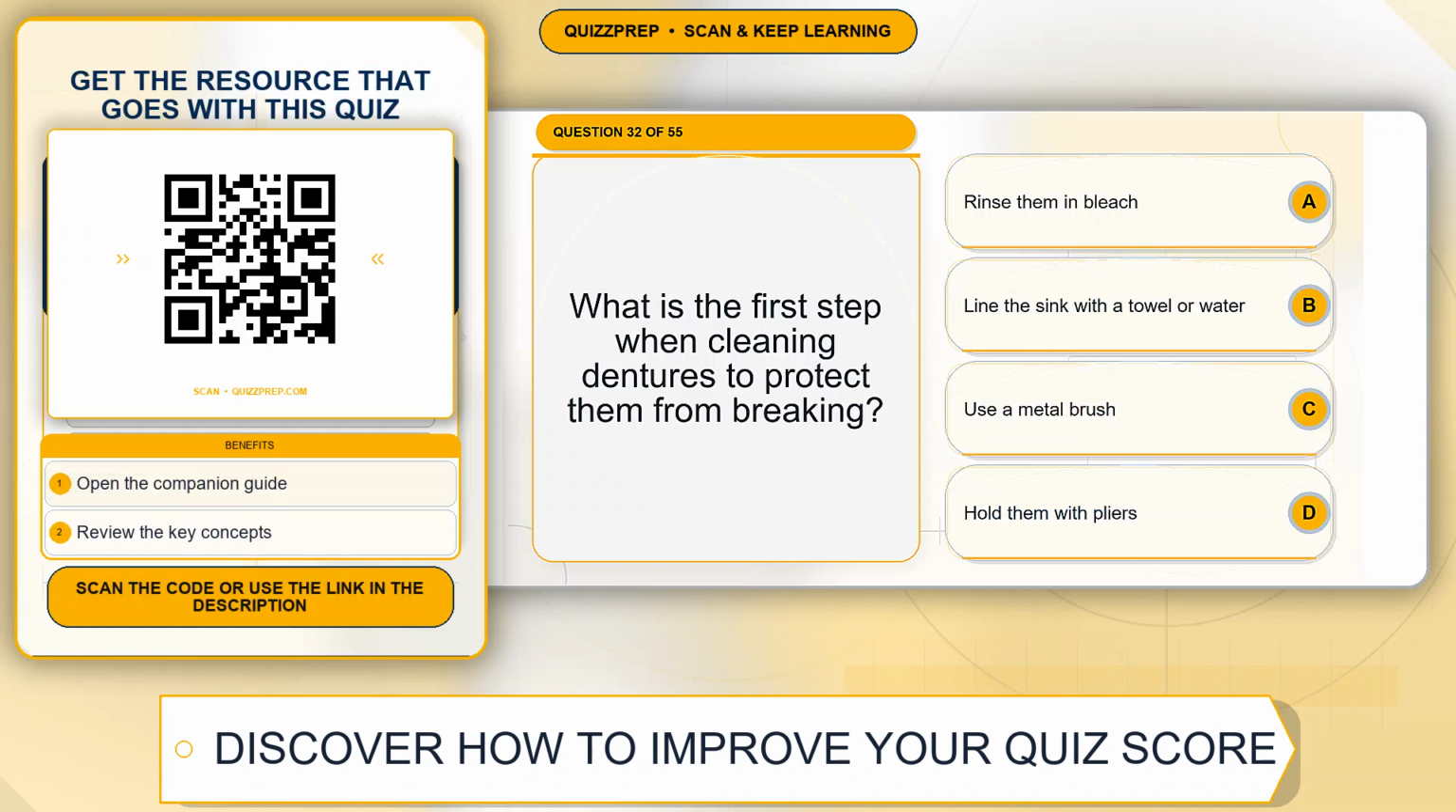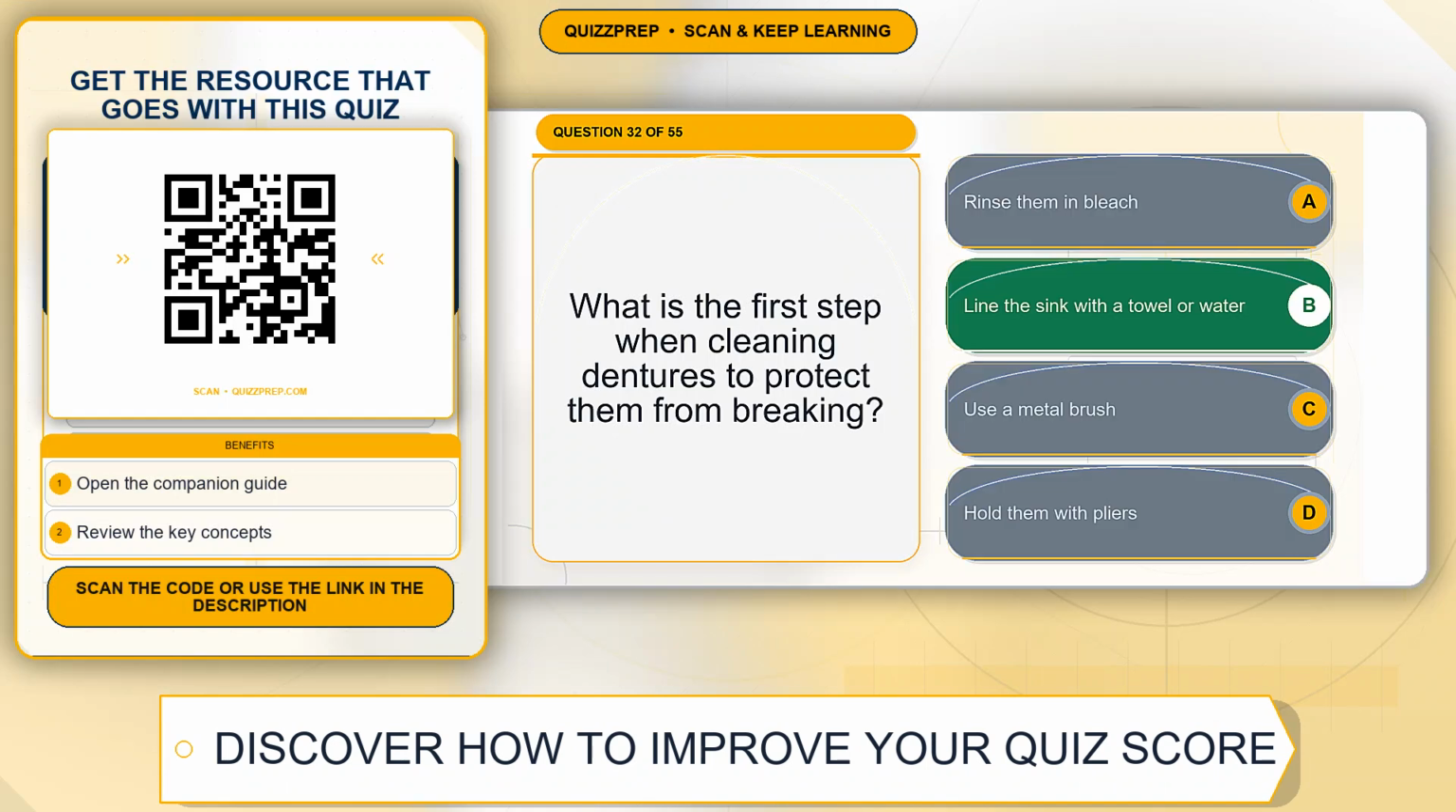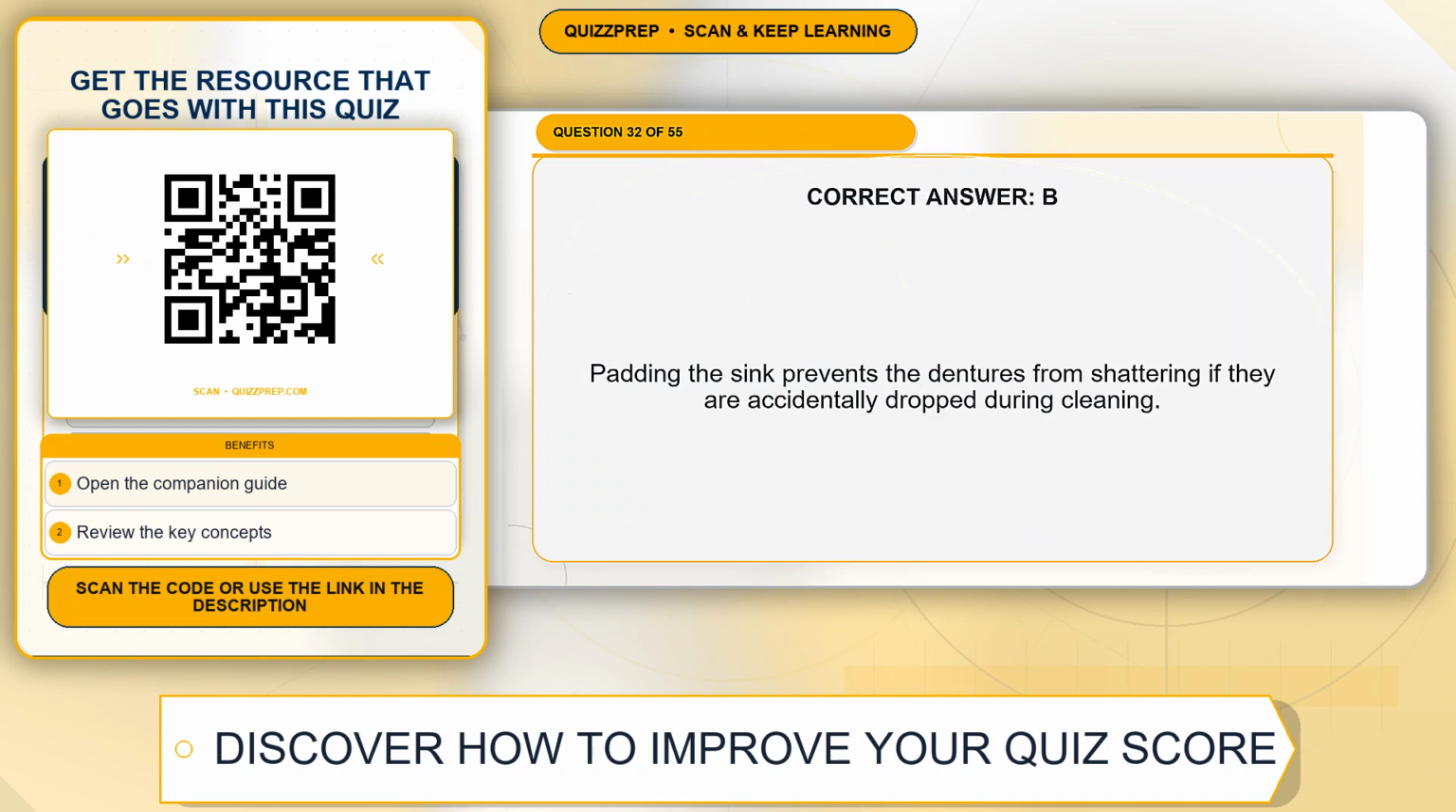Question 32. What is the first step when cleaning dentures to protect them from breaking? Option A, rinse them in bleach. Option B, line the sink with a towel or water. Option C, use a metal brush. Option D, hold them with pliers. The correct answer is option B, line the sink with a towel or water. Explanation. Patting the sink prevents the dentures from shattering if they are accidentally dropped during cleaning.